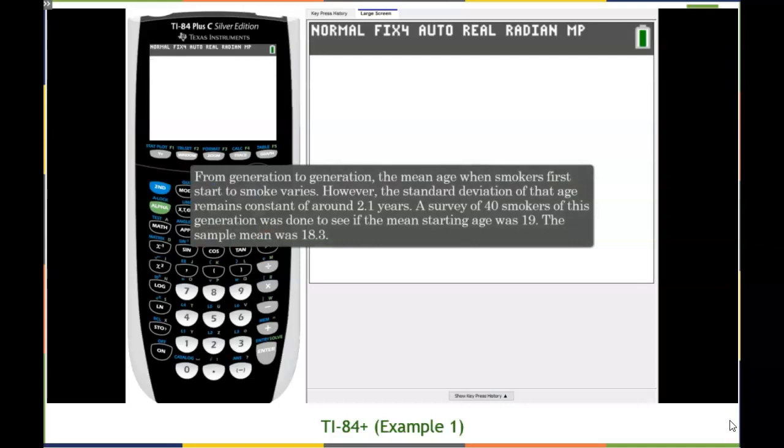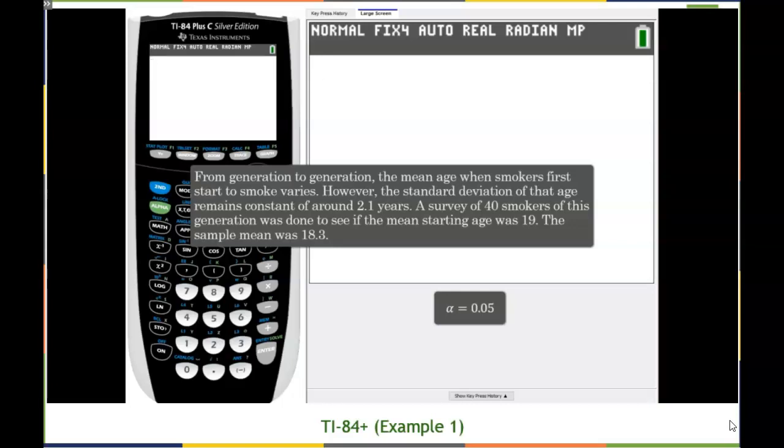From generation to generation, the mean age when smokers first start to smoke varies. However, the standard deviation of that age remains constant at about 2.1 years. A survey of 40 smokers of this generation was done to see if the mean starting age was 19. The sample mean was 18.3. Now that's all the information we're given, except we want a confidence level of 5%. So we're going to use alpha of 0.05.